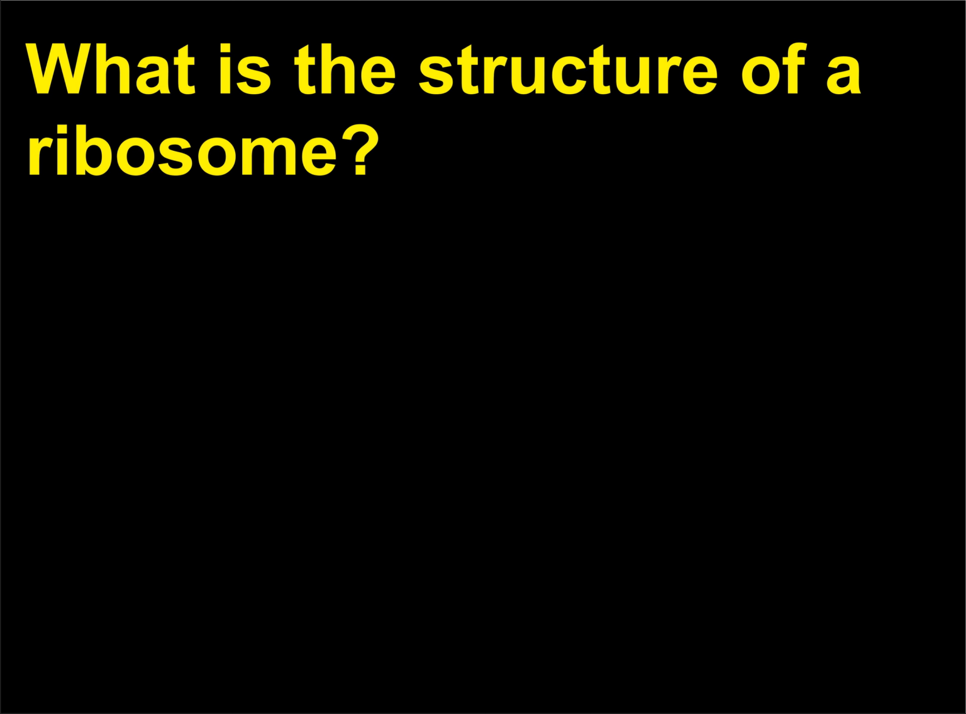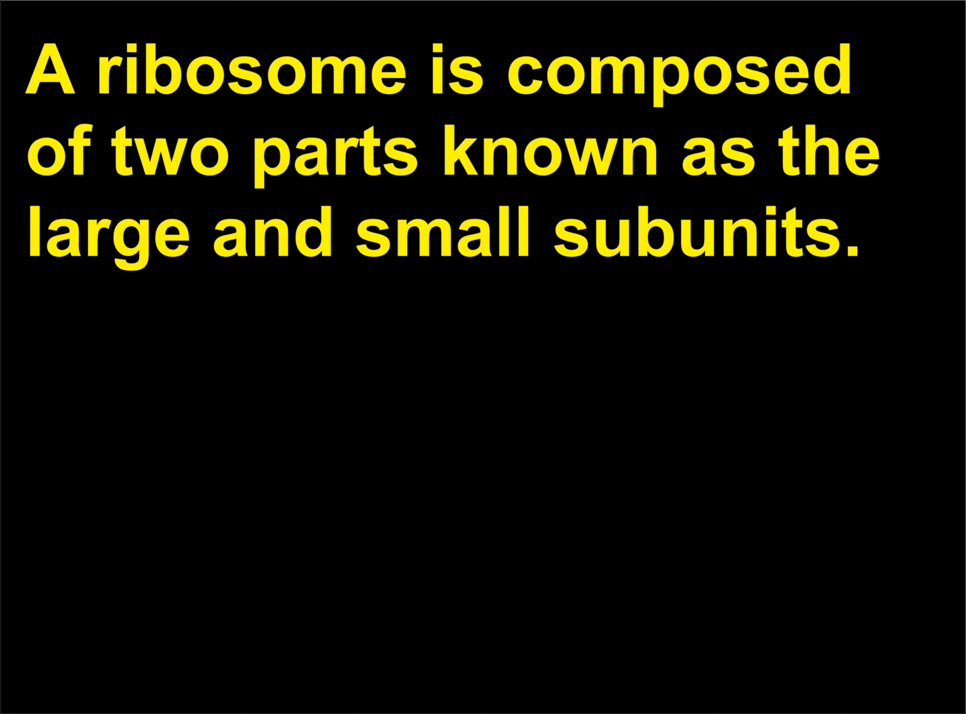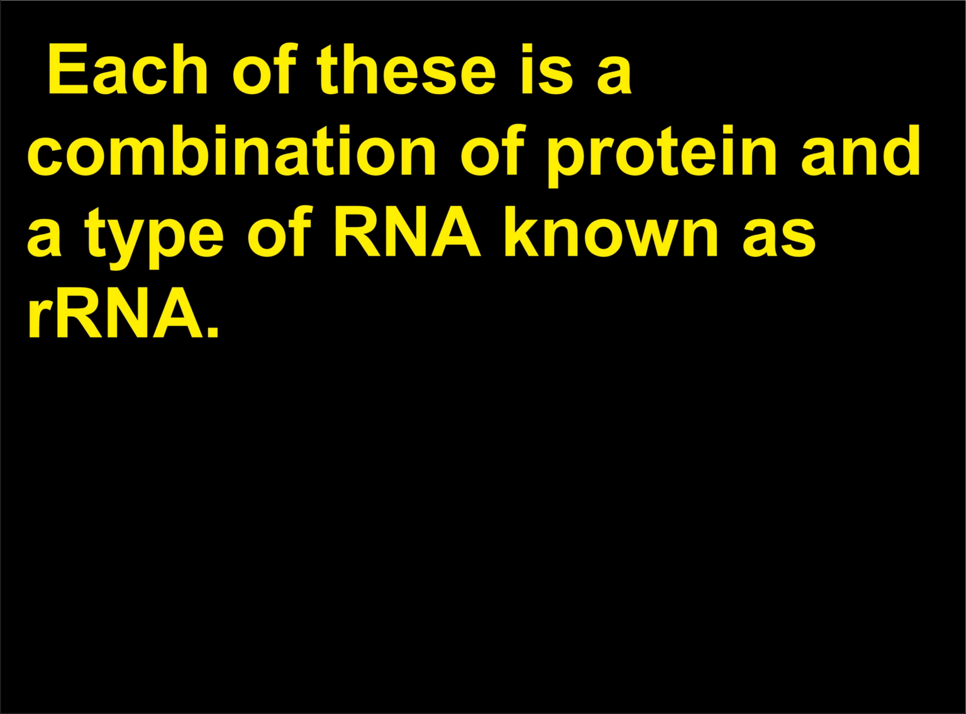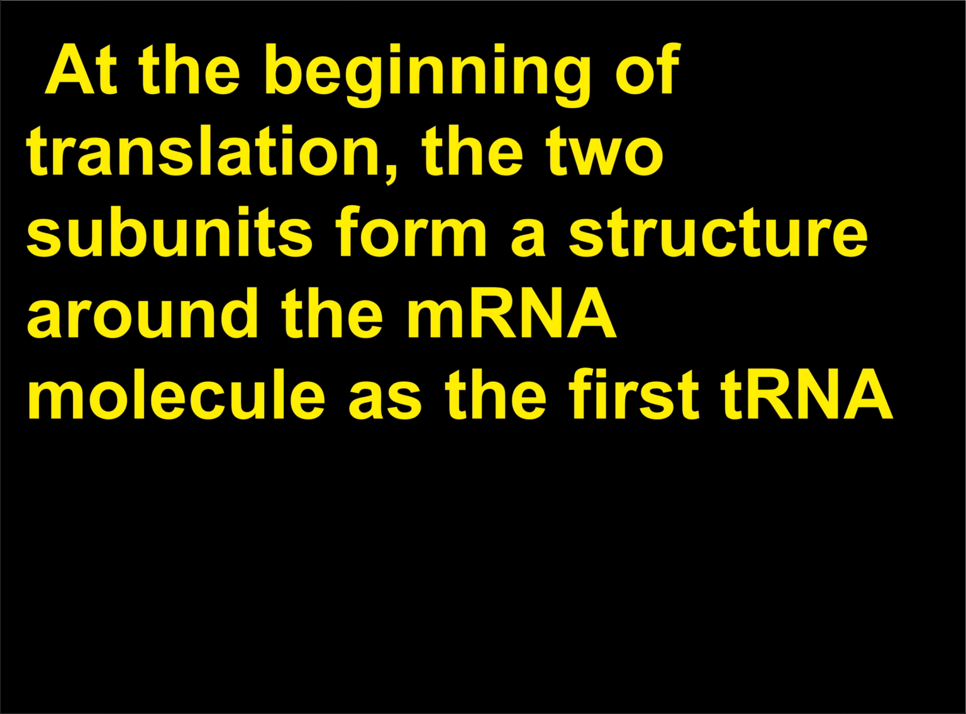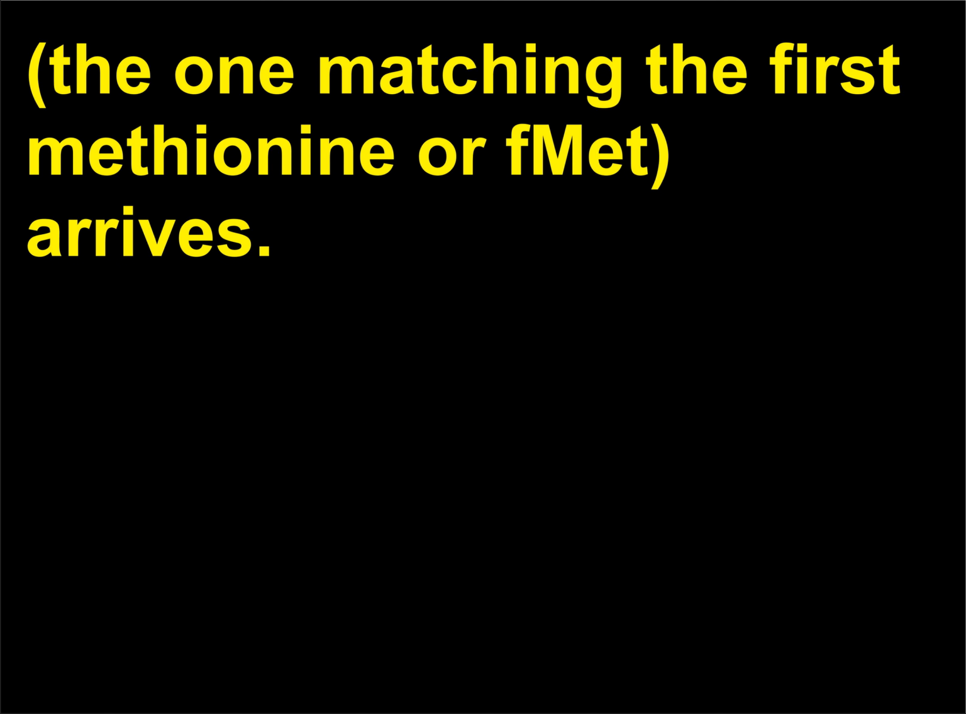What is the structure of a ribosome? A ribosome is composed of two parts known as the large and small subunits. Each of these is a combination of protein and a type of RNA known as rRNA. At the beginning of translation, the two subunits form a structure around the mRNA molecule as the first tRNA, the one matching the first methionine or fMet, arrives.